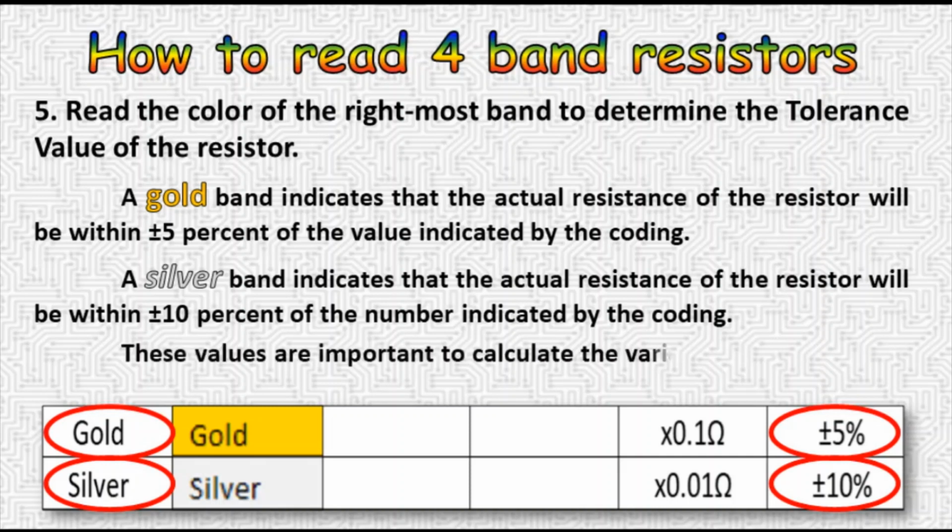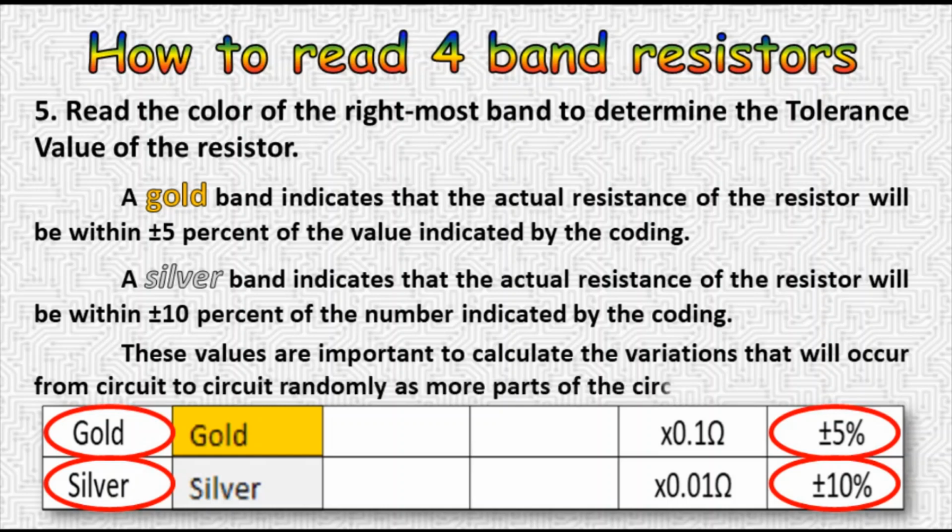These values are important to calculate the variations that will occur from circuit to circuit randomly as more parts of the circuit are built. Mamaya, bigyan ko pa kayo ng discussion about tolerance para mas lalo nyo maintindihan bakit ba kailangan may positive and negative pa.